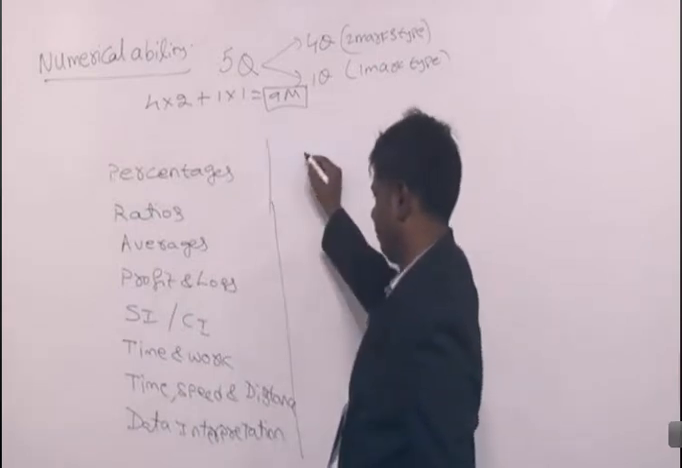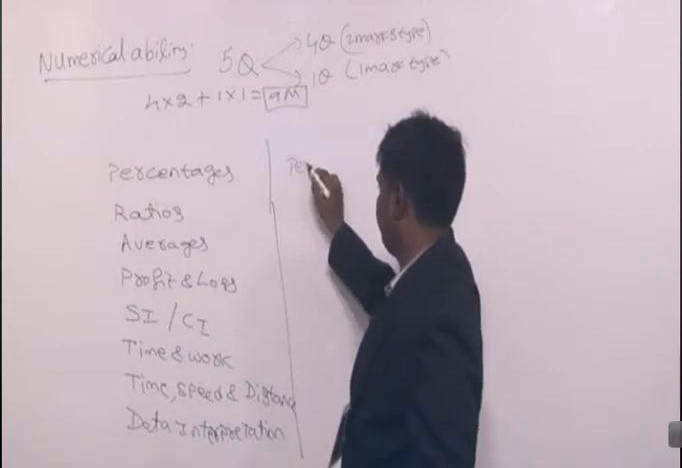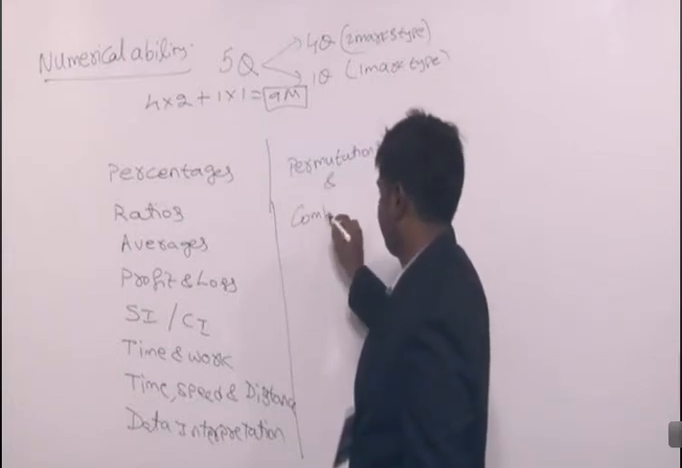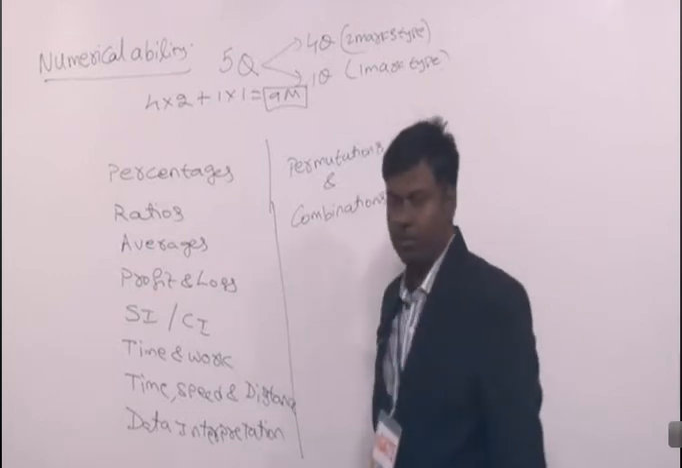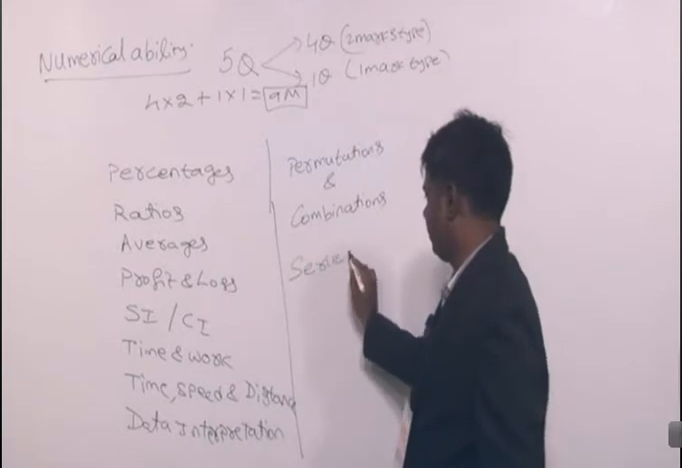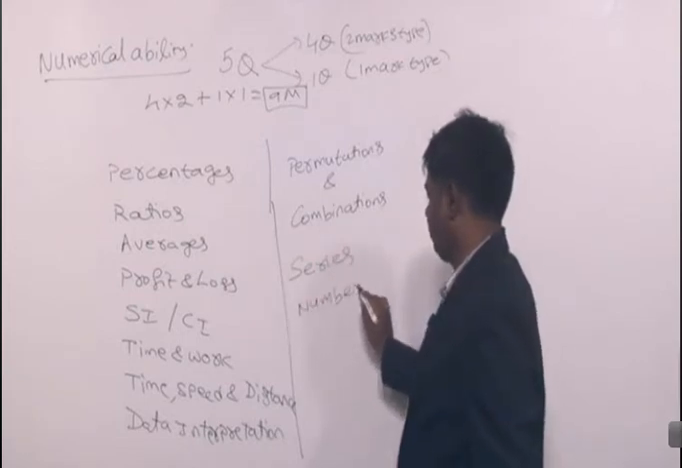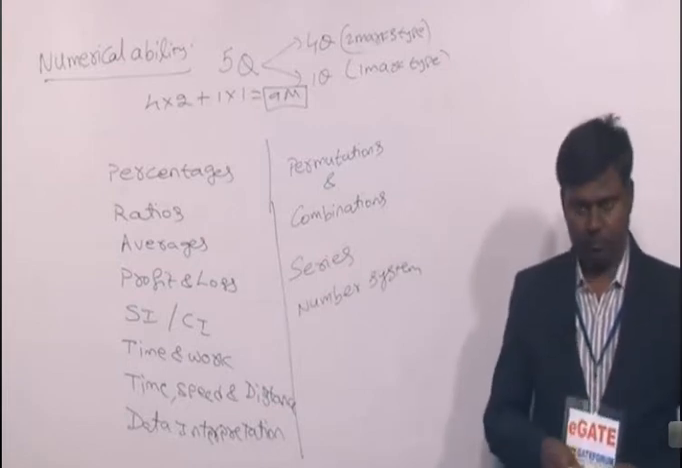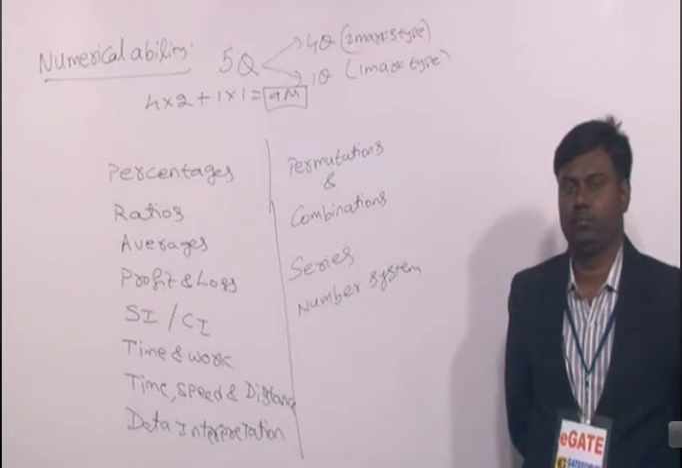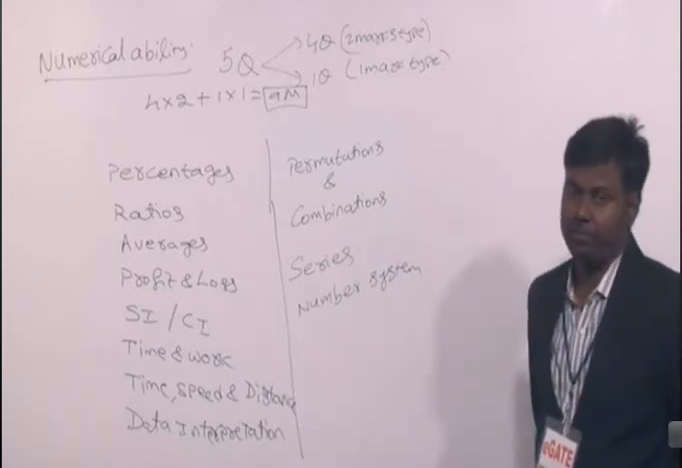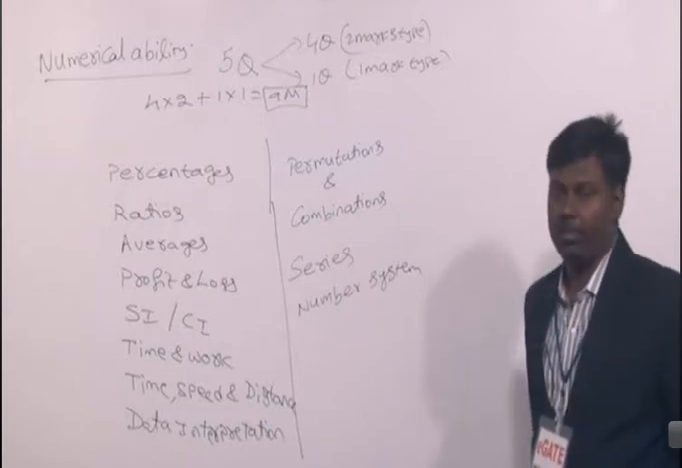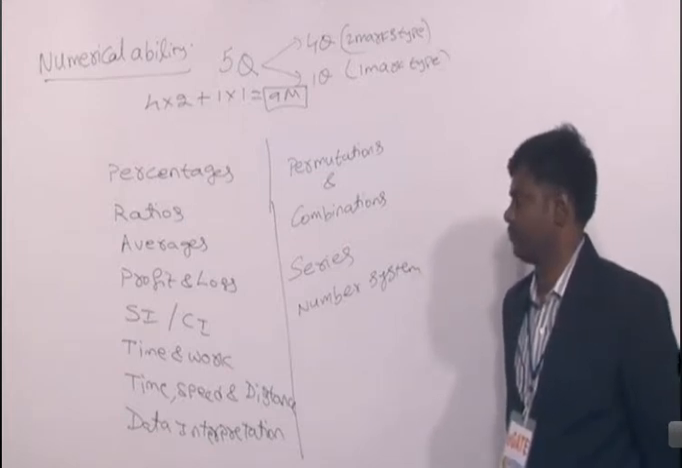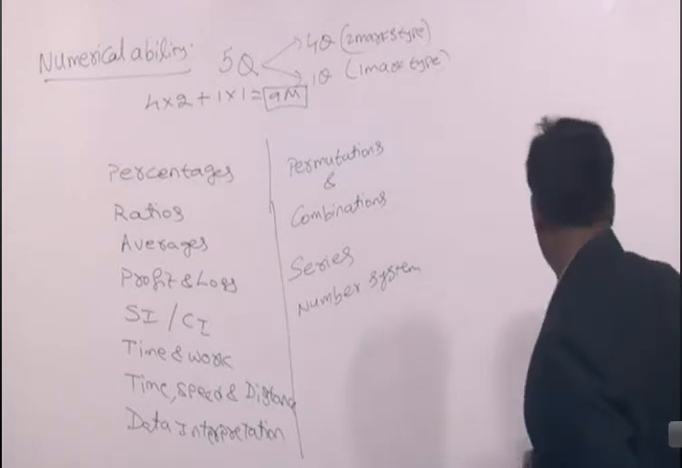Apart from this, you have permutation combinations, followed by series and numbers, or you say number system. You don't have geometry. I did not mention probability because it is already covered in maths, engineering maths. Okay.